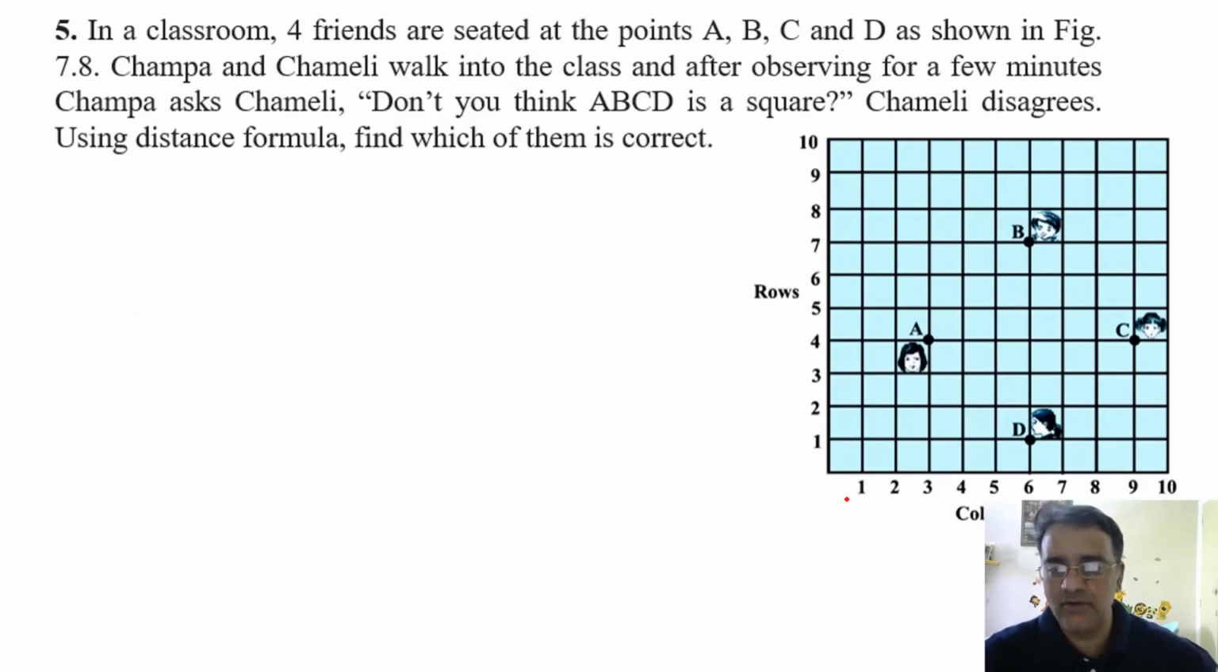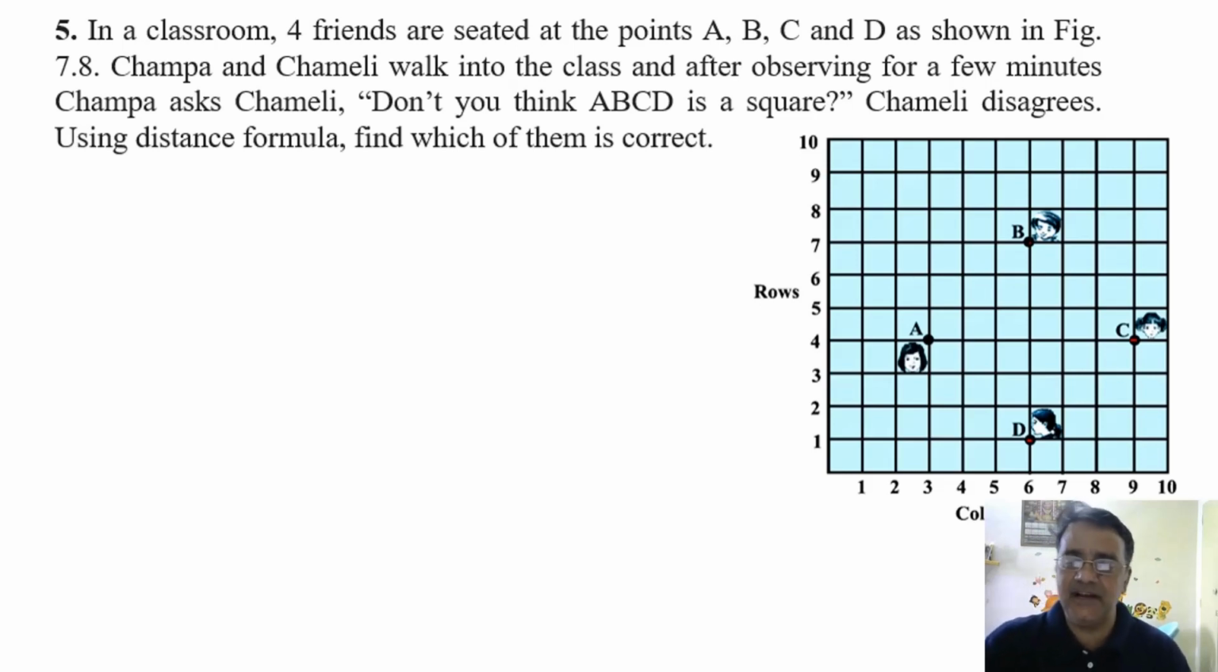Now this is a very good question. This question can be converted into a case study based question also. Even I have converted it in one of the revision tests. If you remember, what is the coordinate of A? 3, 4. Coordinate of B? 6, 7. Coordinate of C? 9, 4. Very good. Coordinate of D? 6, 1. Good.